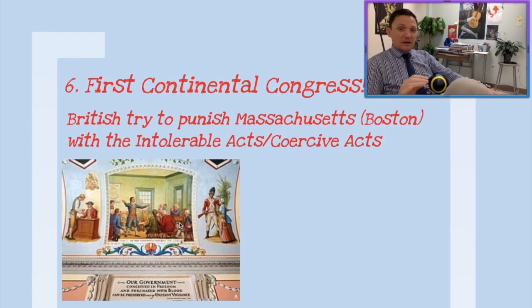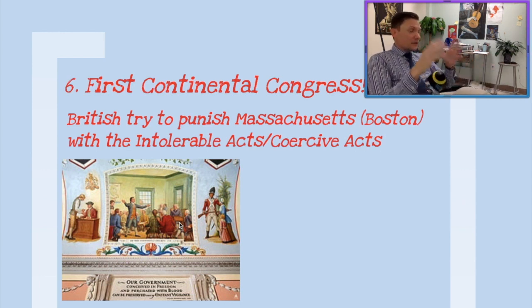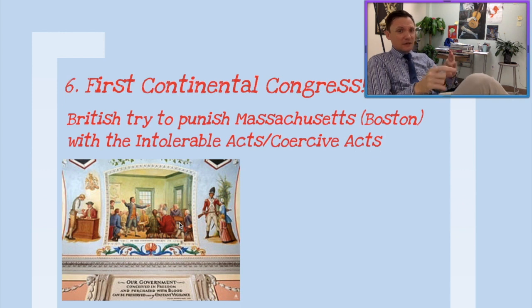All right, so the British government is like, they destroyed our entire shipment of tea. They're not paying their taxes. They're baiting our soldiers into shooting at them. They're doing all this other stuff. Let's punish the Massachusetts colony specifically with these things called the Coercive Acts, is what they called them. And what they called them in the colonies were the Intolerable Acts.